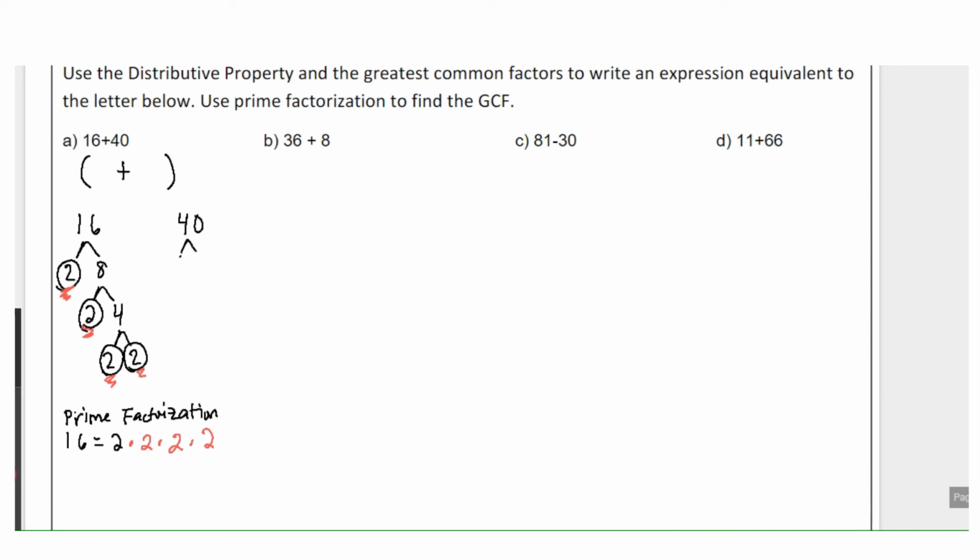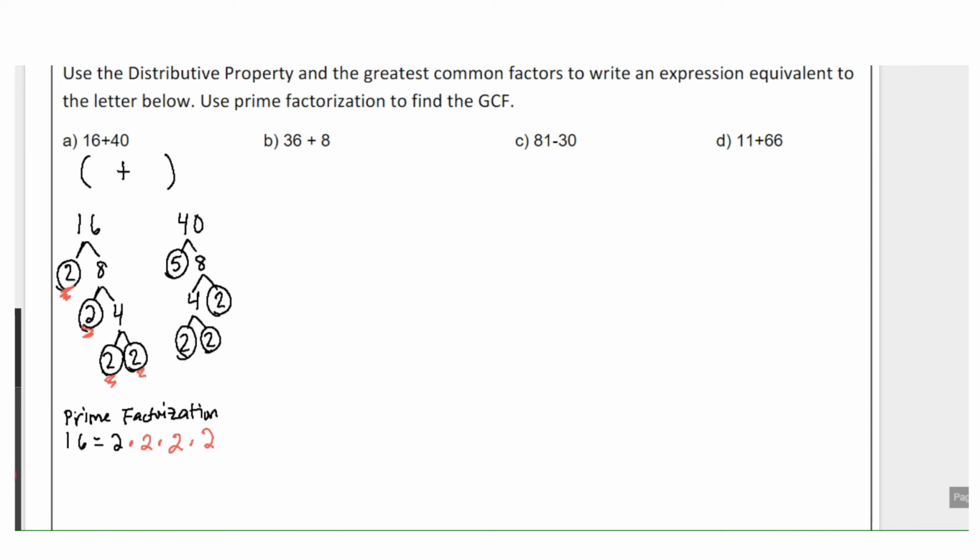So I know 5 times 8 is 40. I'm going to circle 5 because it's a prime number, and I'm going to keep going with 8 because it's composite. Then I have 4 times 2. I'm going to circle 2 because it's prime, and I'm going to keep going with 4 because it's composite. 2 factors to make up 4 are 2 times 2. I'm going to circle those because they are prime.